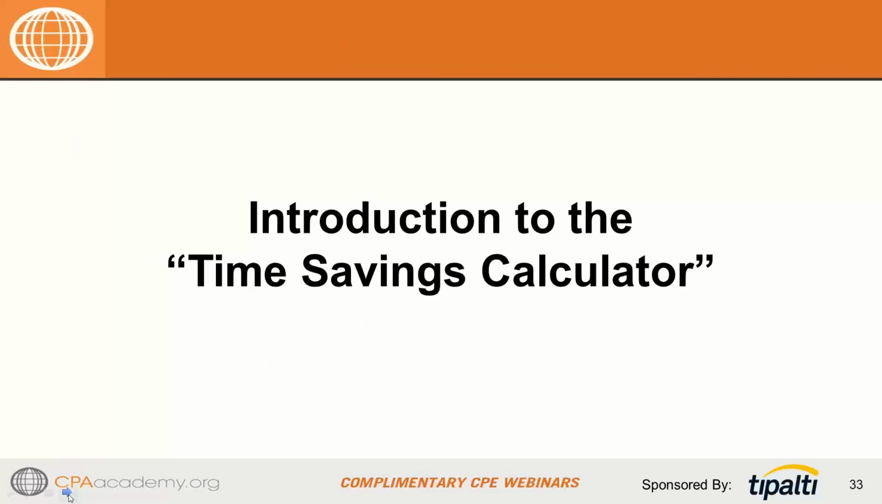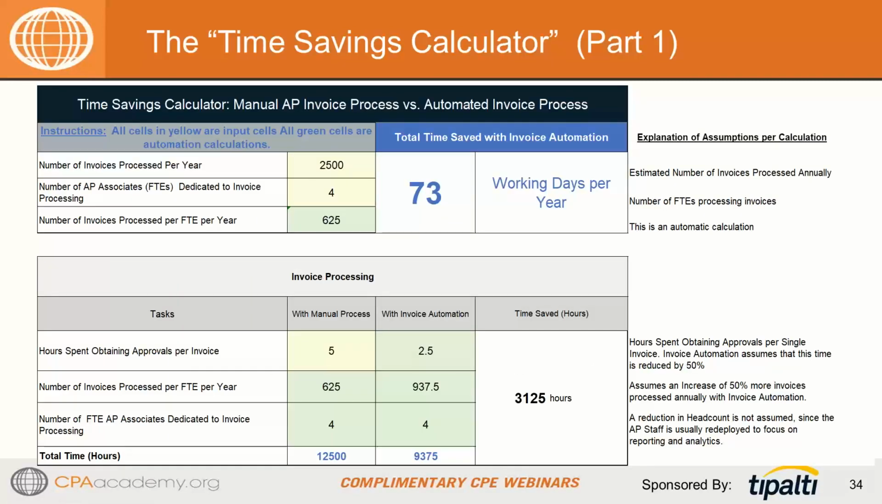All right, now we're going to talk about the time savings calculator. And this is really a way to look at what automation can bring to your accounts payable process. And we're not looking at dollars, which can certainly be another aspect of this calculator, but we're looking at how many days could possibly be saved a year. And this is all fictitious data. And the inputs would be number of invoices processed per year, number of AP associates dedicated to invoice processing, hours spent obtaining approvals, and you can see how this is calculating.